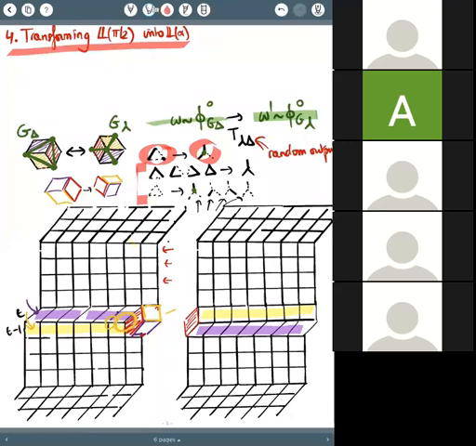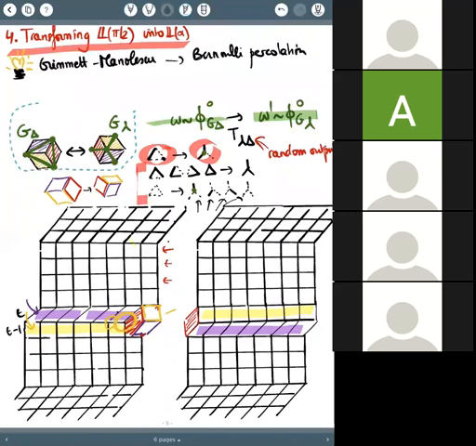Okay, and you should give credit where it's due. This is going to be based on an argument that was introduced by Grimmett and Manolescu to study Bernoulli percolation. And the idea is to base the argument on the star-triangle transformation. So what is the star-triangle transformation? First, at the level of the graph.